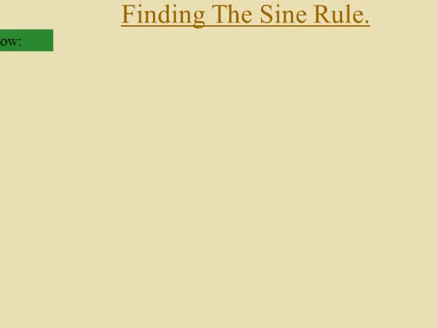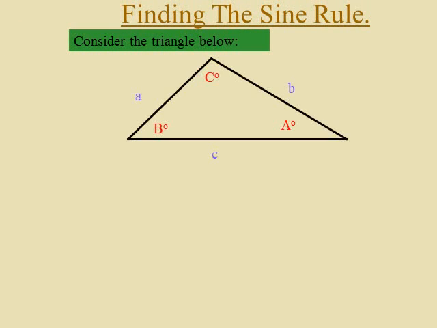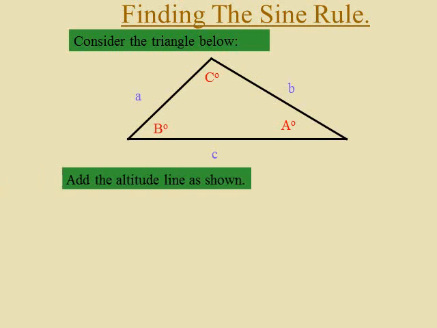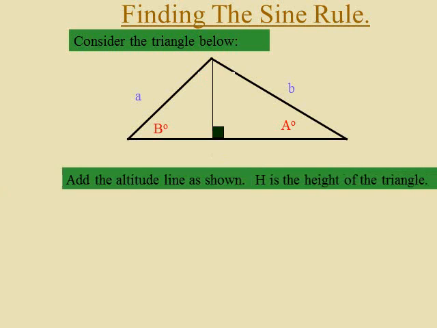Where does it come from? Okay, look at the triangle. Just like before, side c is opposite angle C, side a is opposite angle A, side b is opposite angle B. Let's imagine a height or an altitude. Call it h. Now this one triangle has become two triangles, two right-angled triangles.